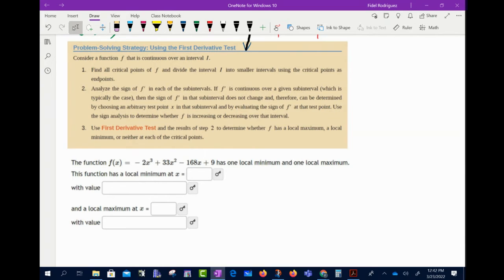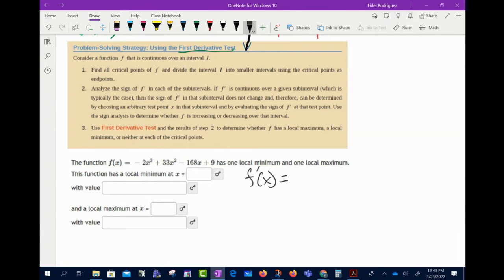Okay, so let me show you what we're going to do here, y'all. First thing we're going to do, because this is called the first derivative test, we're going to take, you guessed it, the first derivative. Okay, so we're going to do this in pieces. Let's go real slow, see if we can't figure this out.